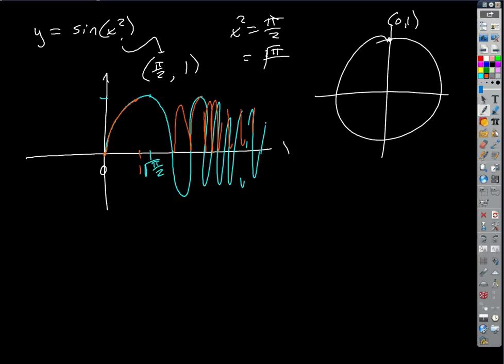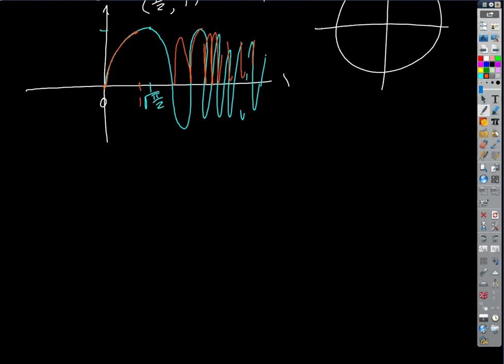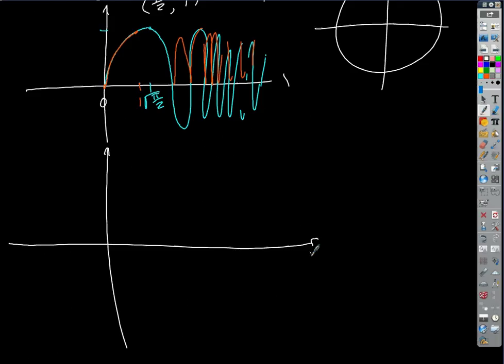Okay, so let's look at that. Oh, spider crawling on my board. So between 0 and pi halves, what's the cosine of pi halves? 0. So cosine of 0 is 0, so this one's starting off at 1. And if we go out to the square root of pi halves, that is where this thing would manage to get down to the x-axis.